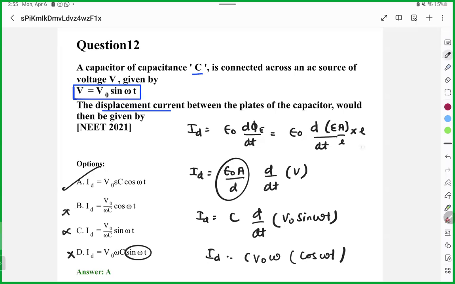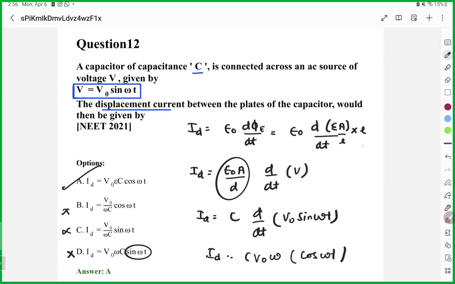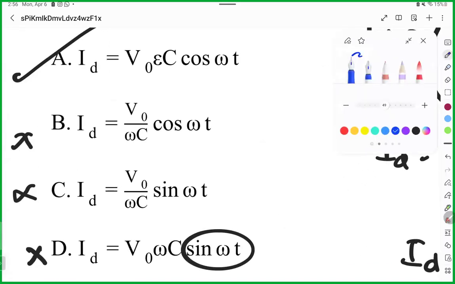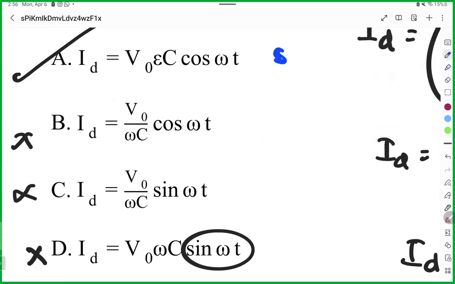Yes, good. So at least you know differentiation of V will give you cos. So only these two options are possible. Maybe instead of that epsilon naught, there would be another. If you know how to eliminate this option also, at least you know sine differentiation will be cos. If you know, you can omit these two options.